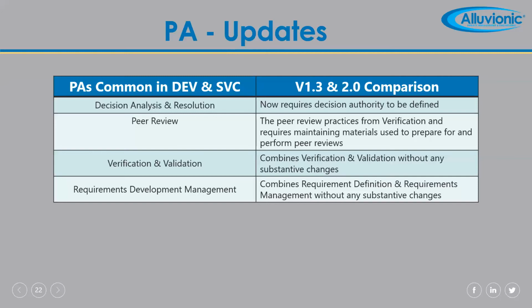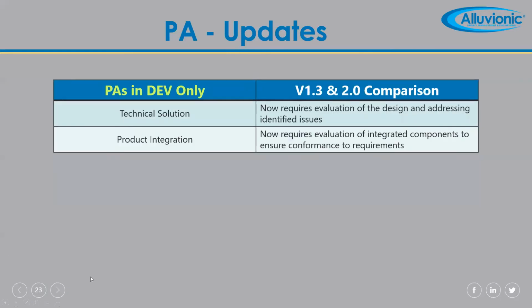As I mentioned, requirements development and management combines requirements definition, the old RD, and REQM, requirements management, and didn't make any substantive changes at all. It just grouped them together logically, and of course stacked what you need to do at level 1, level 2, and level 3. Okay, so those are all the areas that are now common between services, supplier management, or development models or views.